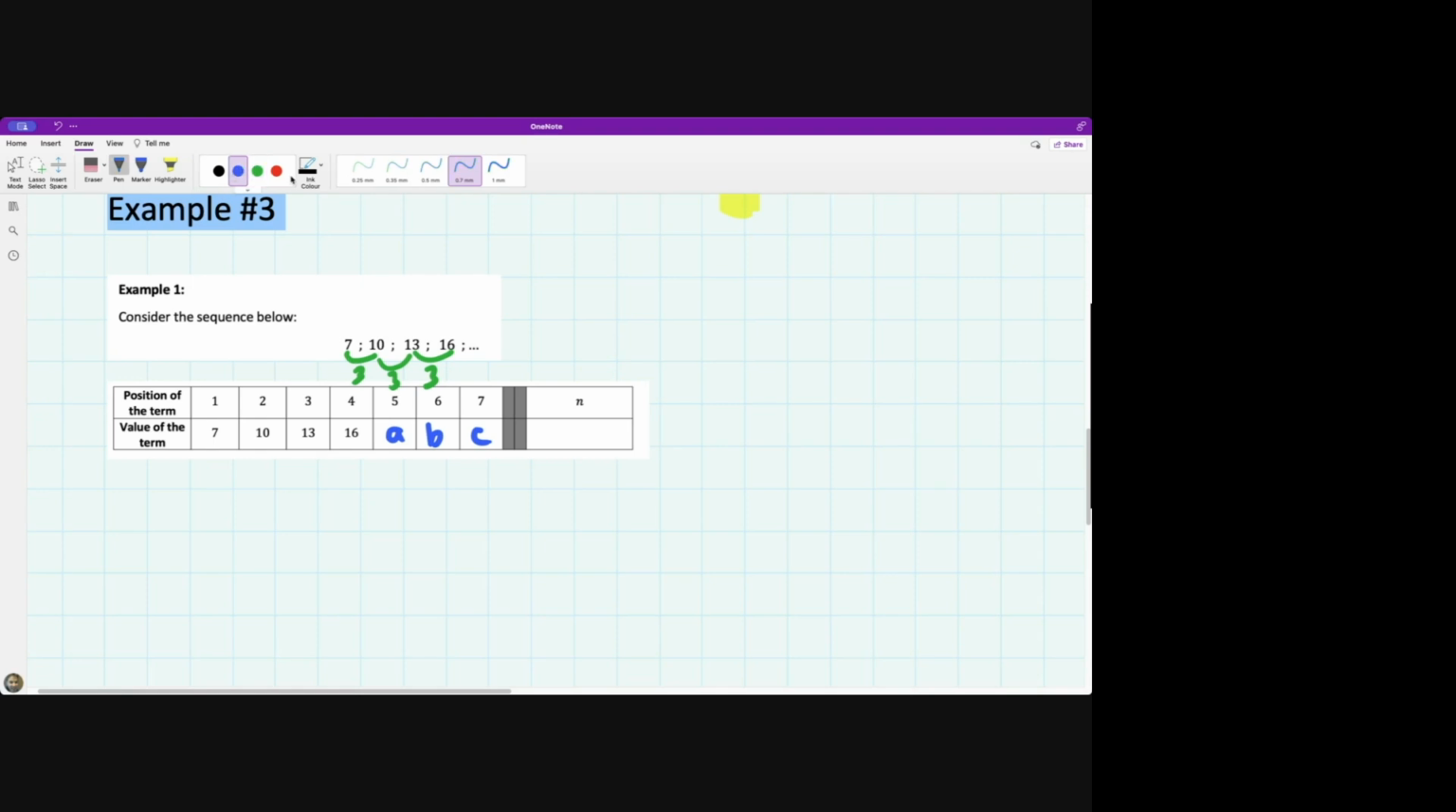What is the value of A going to be? What is the value of B going to be? What is the value of C going to be? Okay, A is 19. B is 22. Let me write these in. And then this one is going to be 25. All right, now what is going to go here?